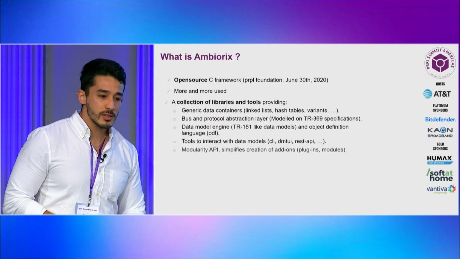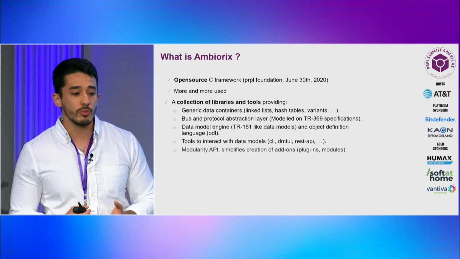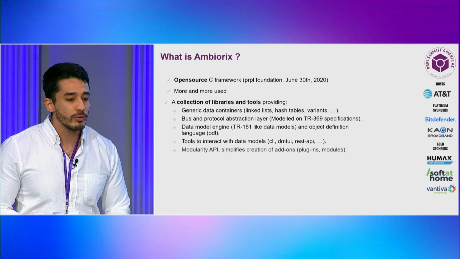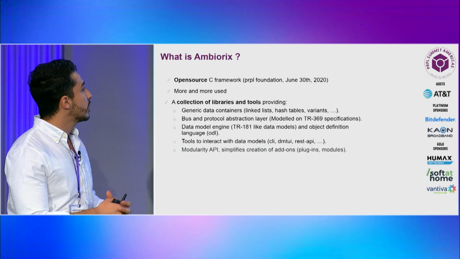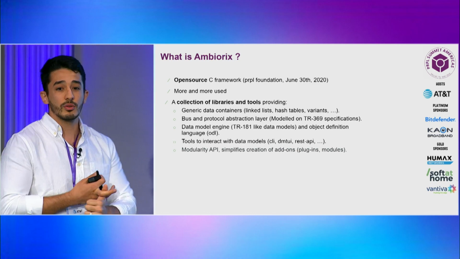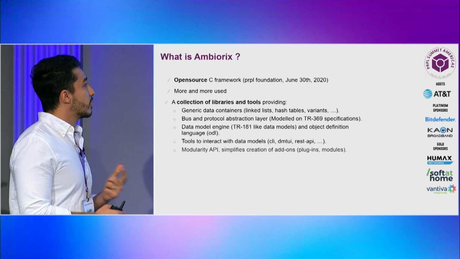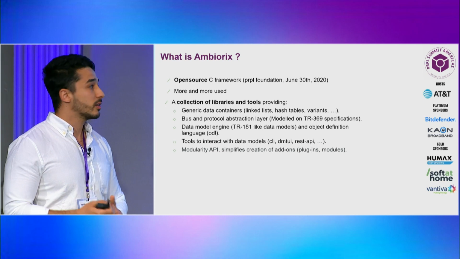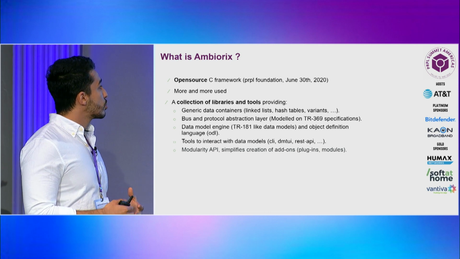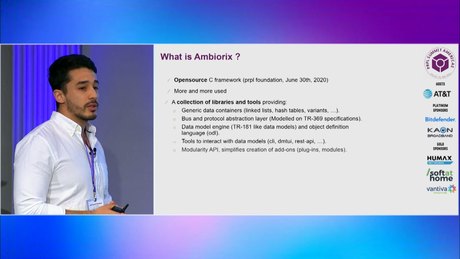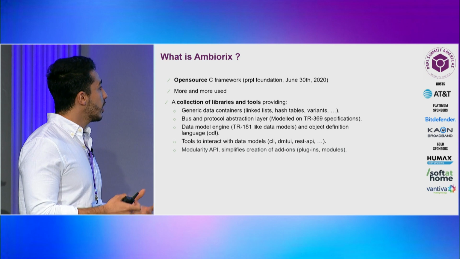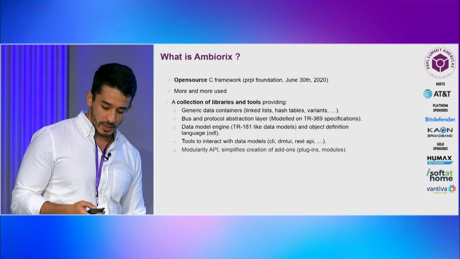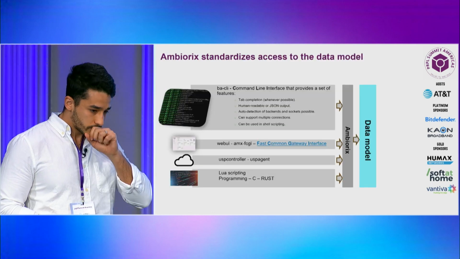So to summarize, we can say that Ambiorix is an open source C framework. It is more and more used. It provides a collection of libraries and tools like generic data containers and a bus and protocol abstraction layer. It provides a data model engine, and it also provides tools to interact with this data model. And Ambiorix focuses on modularity because it simplifies the creation of add-ons.